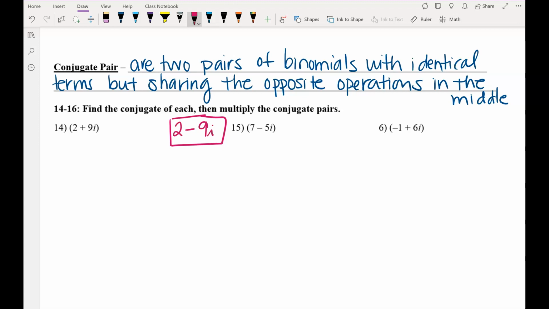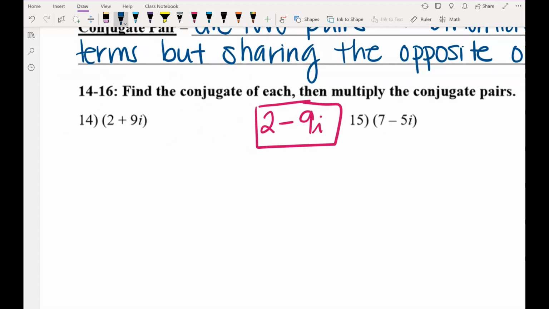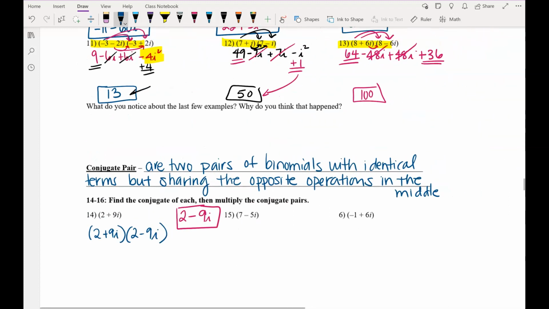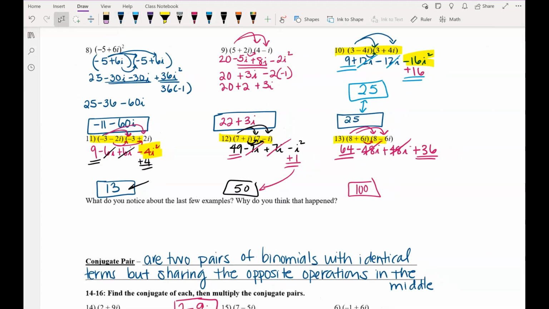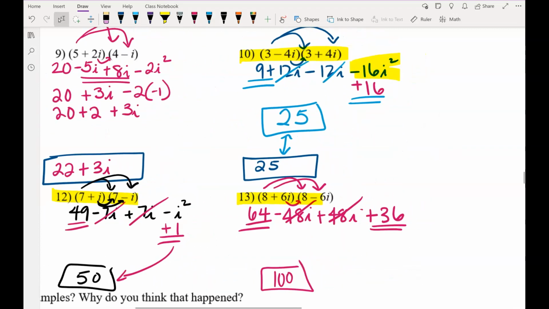Now, students, we will also need to multiply these. So don't forget, it says write the conjugate and multiply. So 2 plus 9i times 2 minus 9i. Now, we know for sure that these are conjugates. If we look back at our examples 10, 11, 12, and 13, I'm going to point out something which I know you guys already know. Can you see that all the middle terms cancel? All of them, all conjugate pairs.